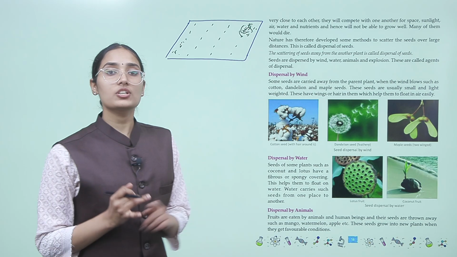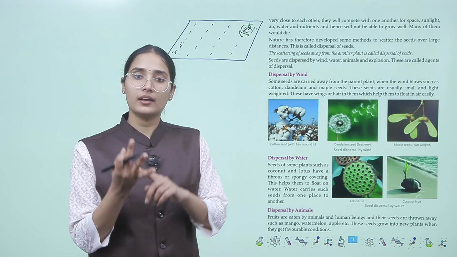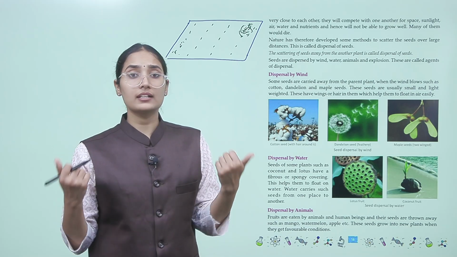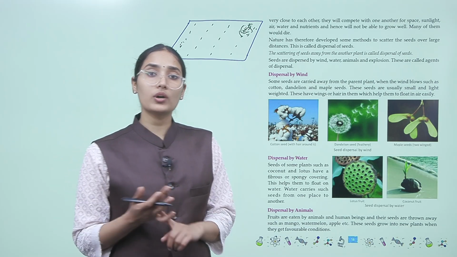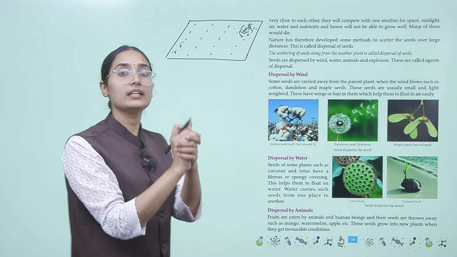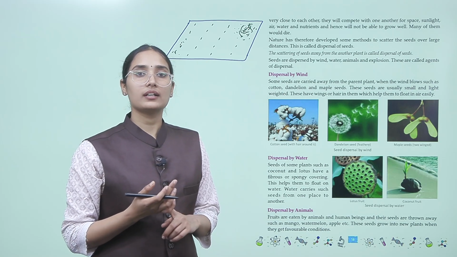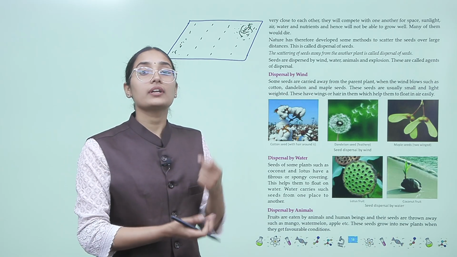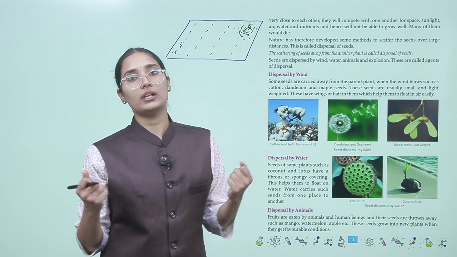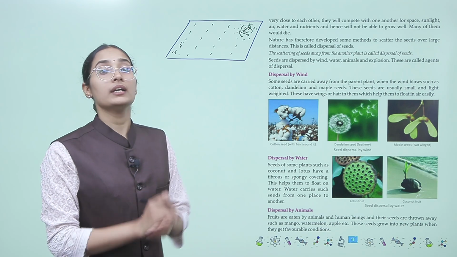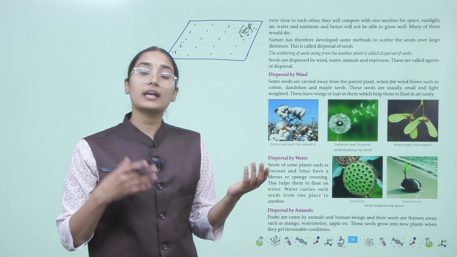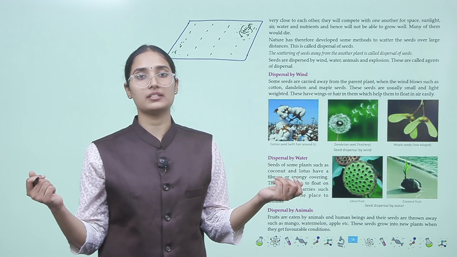Why? Because just now we read that they need three things: air, water, sunlight, right? Air is there, okay. Sunlight is there, that is also okay. But nutrients and water, right? If we put all the seeds in a very small area, they will have to compete and struggle for the water, for the sunlight and also the nutrients from the soil, okay. So that's why nature has itself developed a method to scatter its seeds over large distances, right?